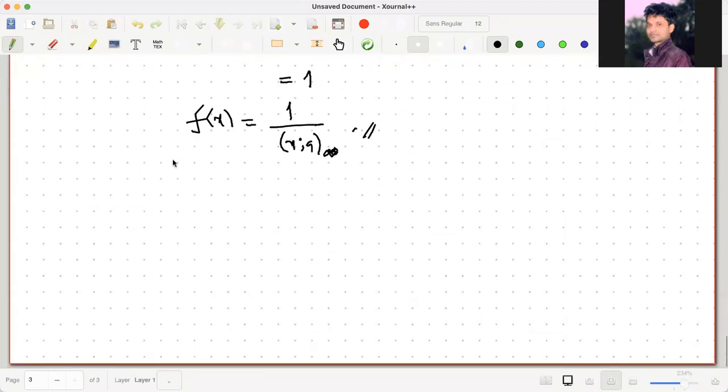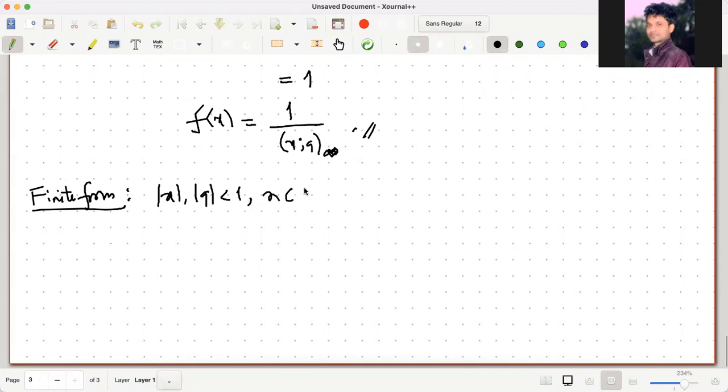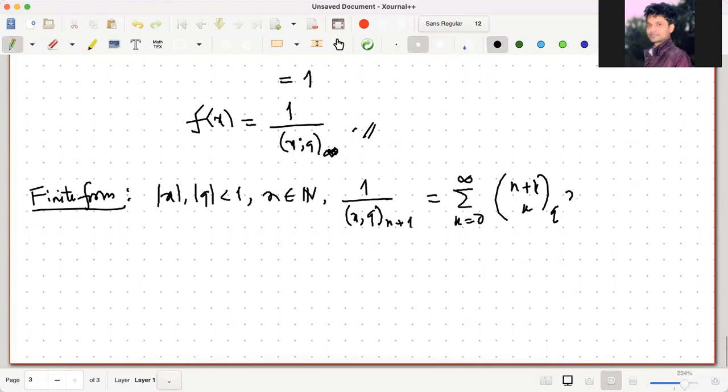So let's go to the next result, which is a finite version of Cauchy's theorem. Sorry, this is the finite version of Euler's theorem, and this will be the generating function sort of. Let me just state, and then you will see what I mean. So finite form, and this is by Cauchy. Here |x|, |q| is less than 1, and n is a natural number always. So I have 1 over (x; q)_{n+1} is equal to the sum over k from 0 to infinity of (n+k choose k)_q x to the power k.